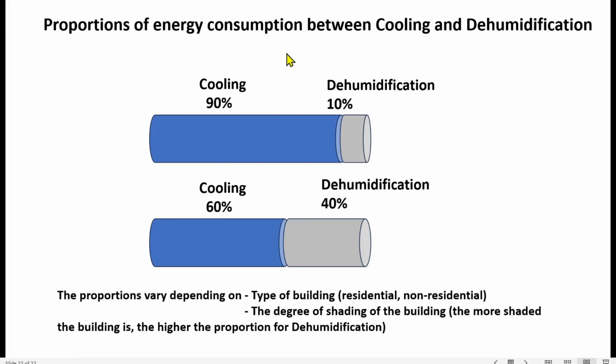Proportions of energy consumption between cooling and dehumidification. It varies between 90 and 10% to 60 and 40%. The proportions vary depending on the type of building, whether it is residential or non-residential, and the degree of shading of the building. The more shaded the building is, the higher the proportion for dehumidification.